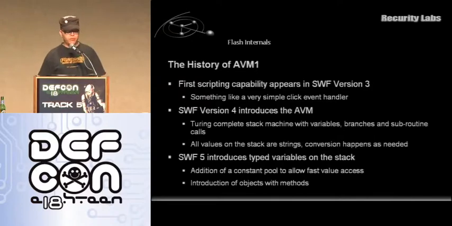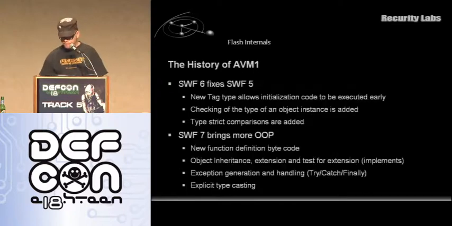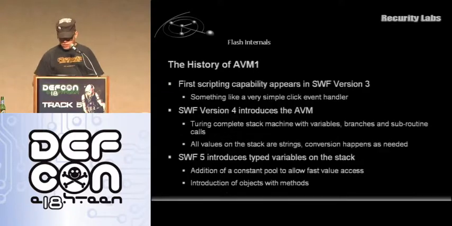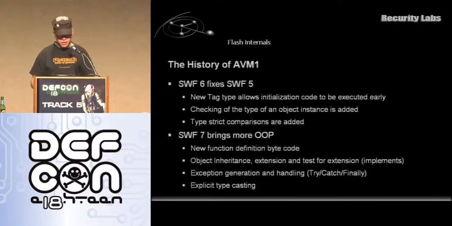In version 5, they realized that's a bad idea, introduced type variables, and also introduced a constant pool. Someone must have made it through the first 20 pages of the Java specification. And they introduced objects and methods, which, is that good? Yeah. Then in version 6, they discovered that objects actually need to be initialized before they run. So they introduced a tag type for that.